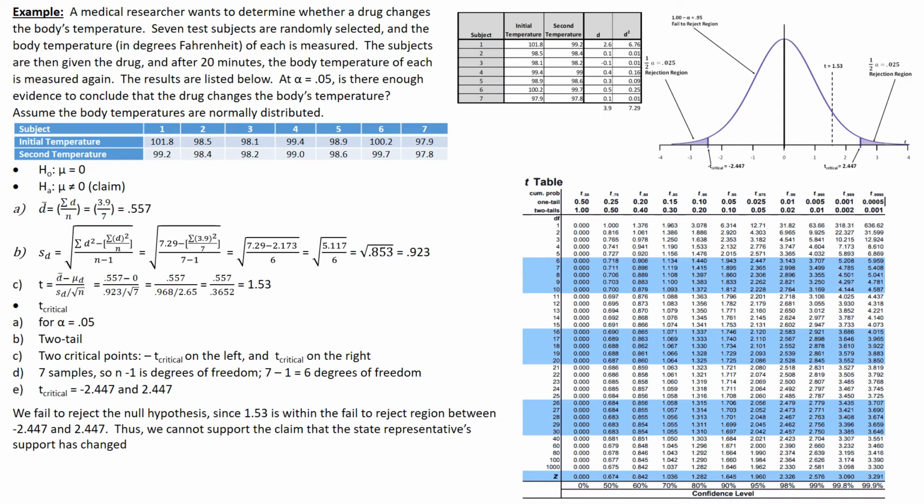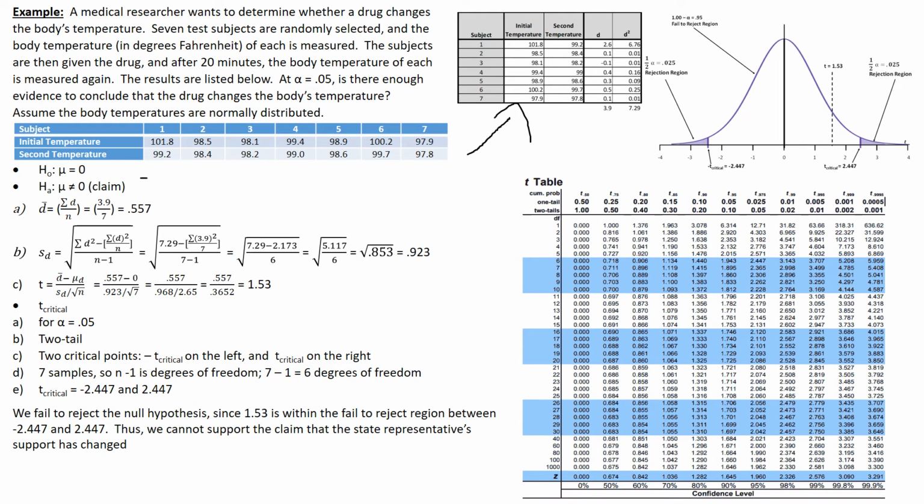A medical researcher wants to determine whether a drug changes a body's temperature. In other words, when you take the medicine, does it change your temperature? 7 test subjects are selected, and the body temperature in Fahrenheit is measured. Each subject is given a drug, and 20 minutes later, the temperature is measured again. The results are listed below, and they had 7 individuals here. They took their temperatures before and then 20 minutes later. So, as before, I put a table here, 7 individuals.